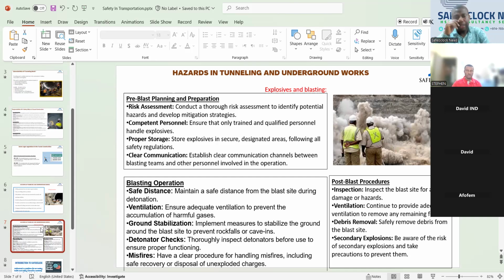So the risk: pre-blasting, there should be proper planning. You have risk assessment. You should identify the people who can be exposed and the risk associated with this.